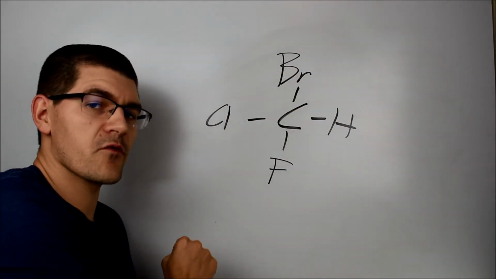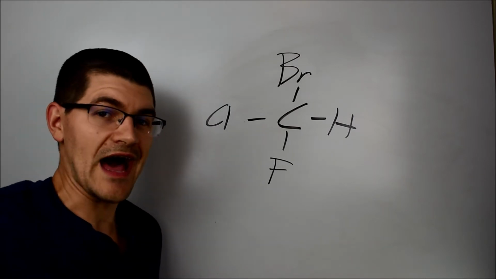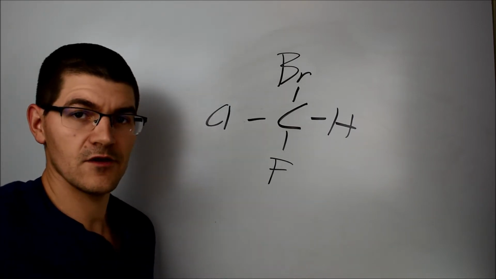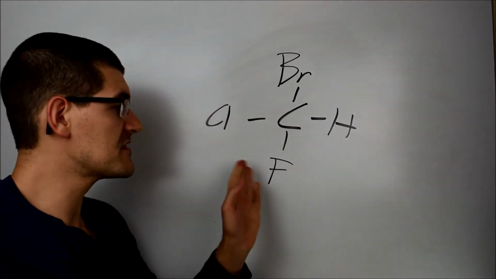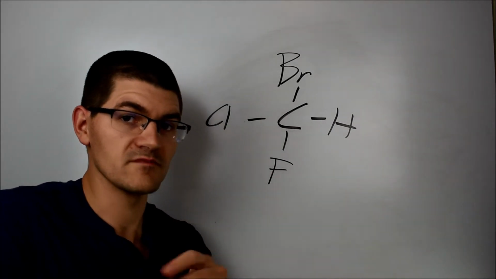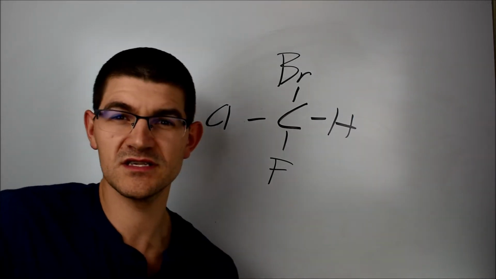Because each of these 4 groups is different from each other, this molecule creates what's called an optical center, or a stereoisomer. They're all just fancy words to say something to the effect of this molecule exists in 2 forms, both of which are non-superimposable mirror images of each other.